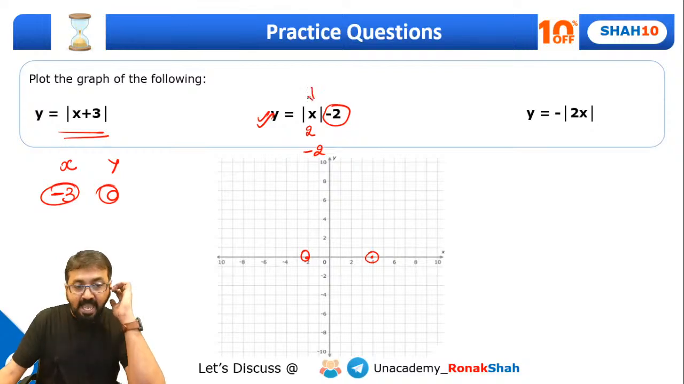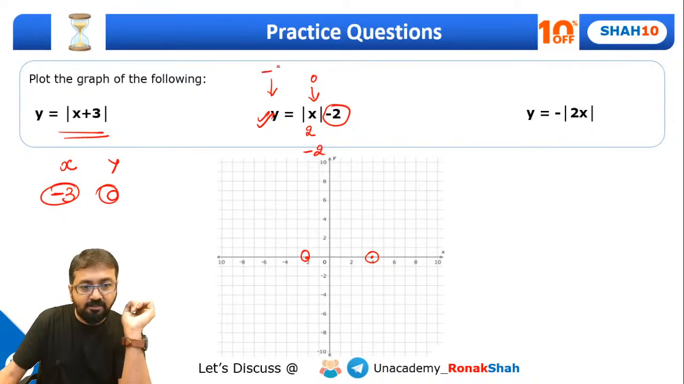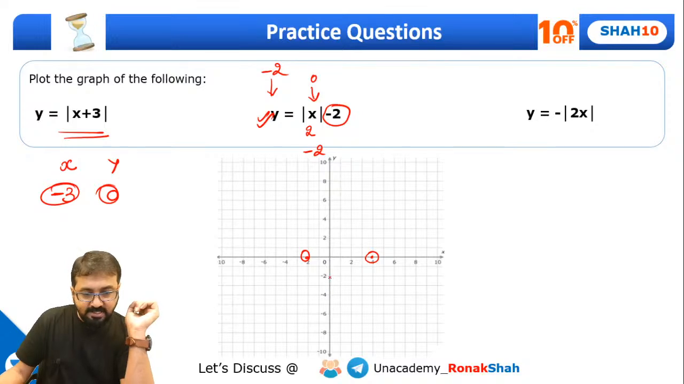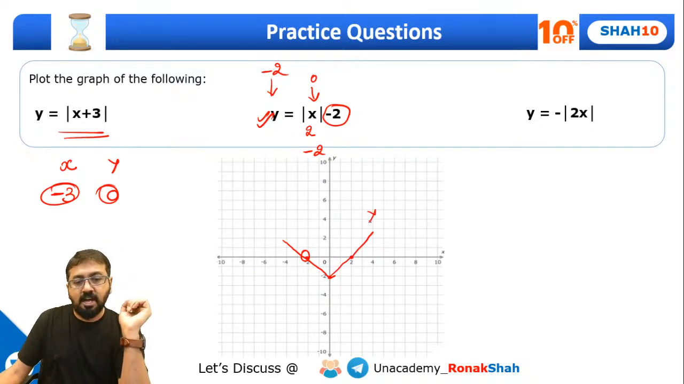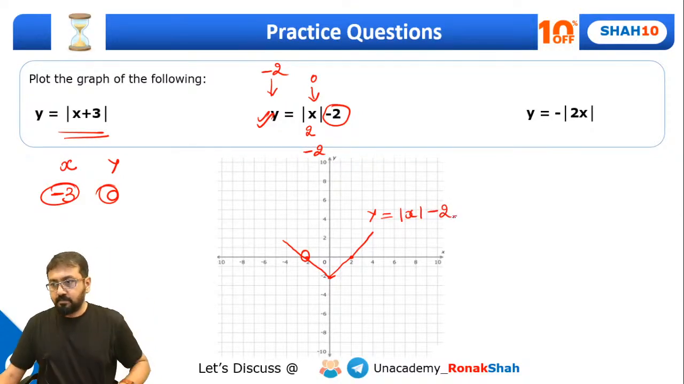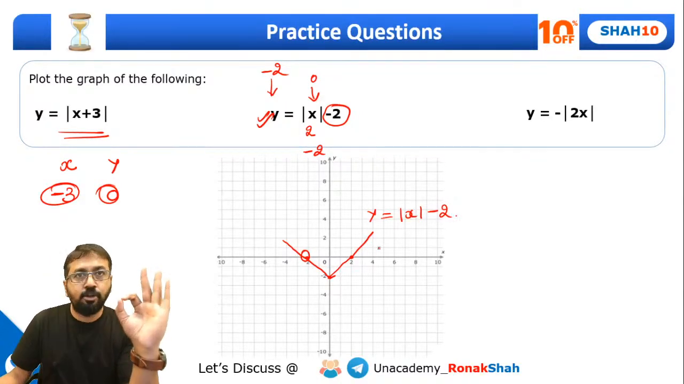And if I take x as 0, what will be the value of y? Value of y will be minus 2. So it is this point. When x is 0, value of y is minus 2. So the actual graph will be like this. So this is the graph of y equal to mod of x minus 2. Correct? Everyone, are you able to understand?